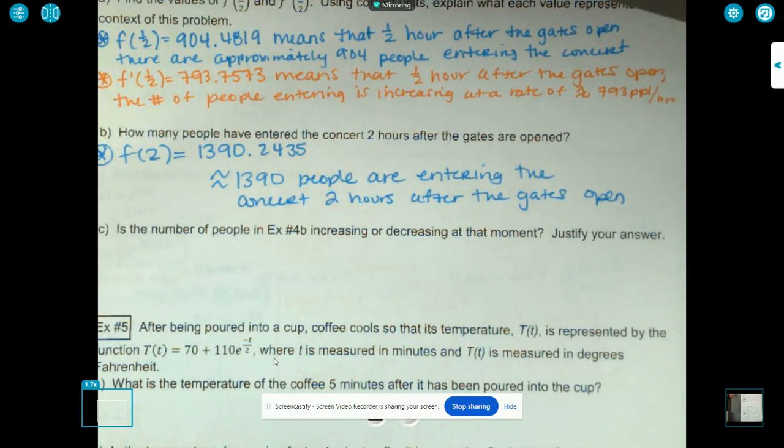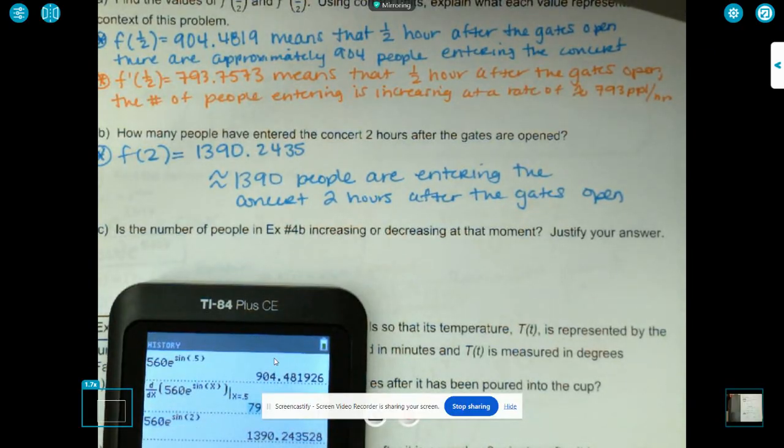Is the number of people in example number 4b increasing or decreasing at that moment? Well, in order to tell me that, what do you have to use? The derivative. Well, I've already got it typed in. So I'm going to go back up here, and I'm going to put what here? 2, is that right?